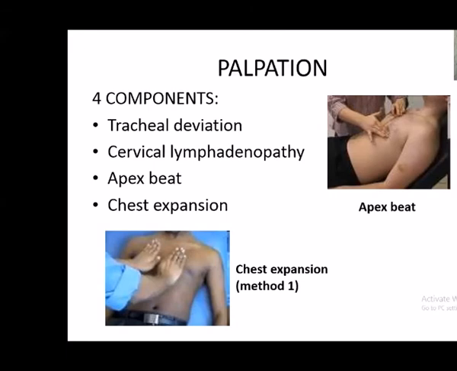Apex beat should be palpated. Now remember that apex beat, once you have palpated and it is palpable, then you have to see which space it is. You have to count the spaces from the second intercostal space and see whether it is within the mid-clavicular line or outside the mid-clavicular line. Sometimes the apex beat is not palpable and you have to turn the patient to the left side to bring it close to the chest wall.